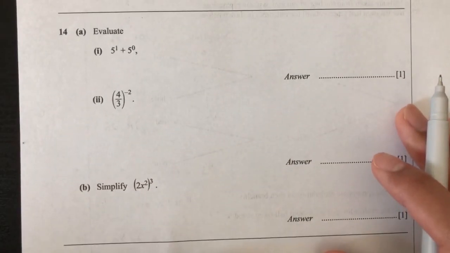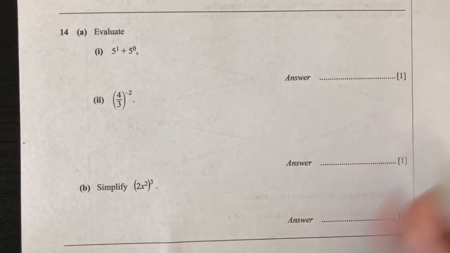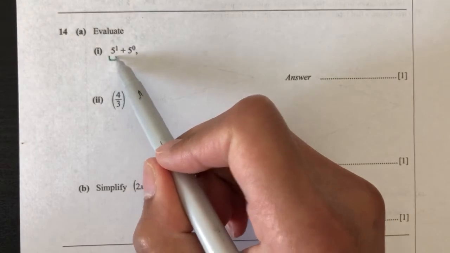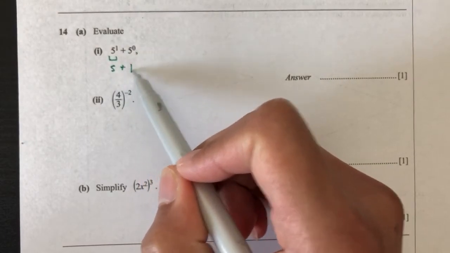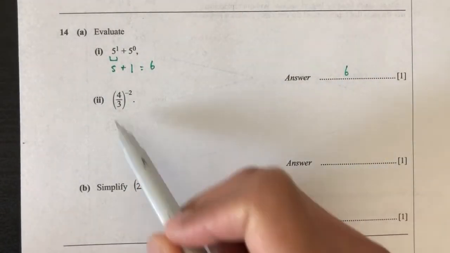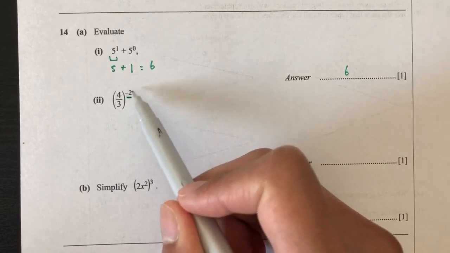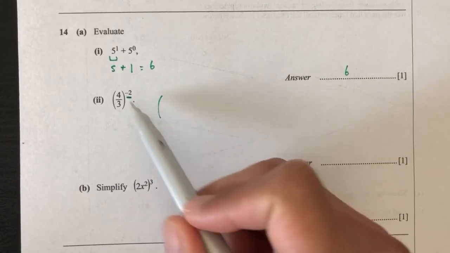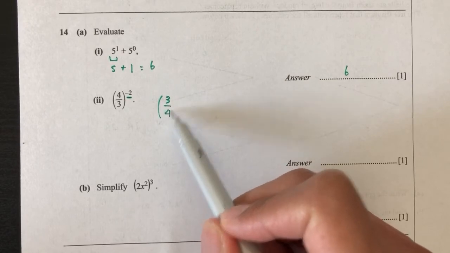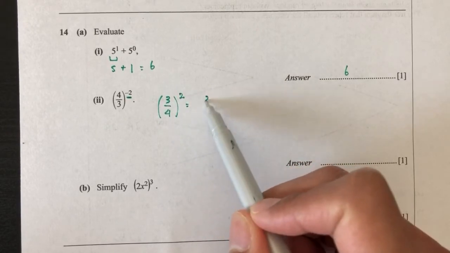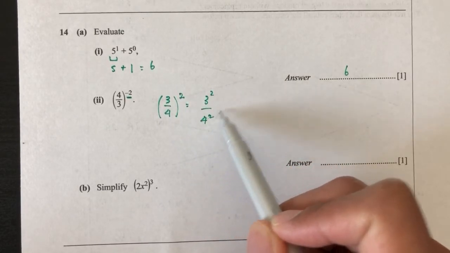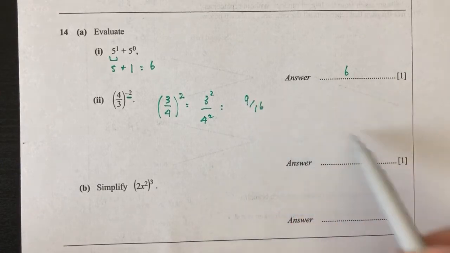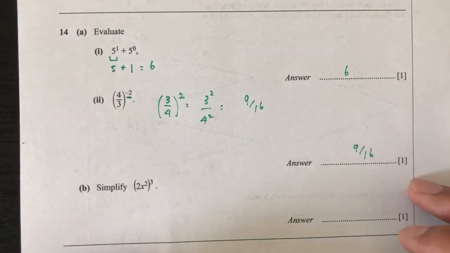Moving on to question 14. Part A, evaluate this. So 5 power 1 is 5, plus 5 power 0 is 1. That will be 6. Now, if you have a power of minus 2, you have to make it plus 2. You have to flip the inside upside down. That becomes 3 power 2 over 4 power 2. That becomes 9 over 16, which will be your answer.